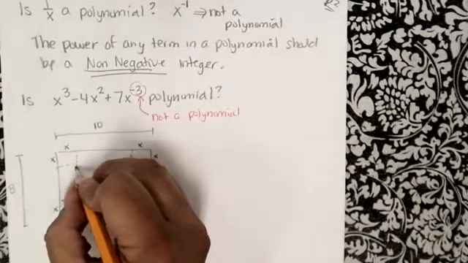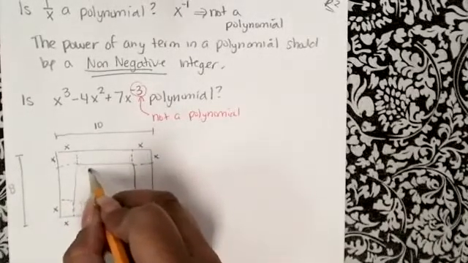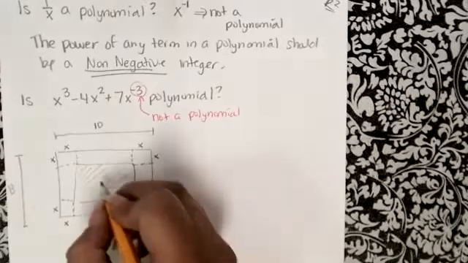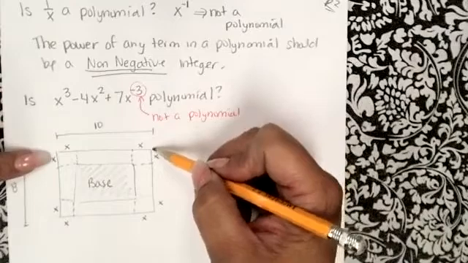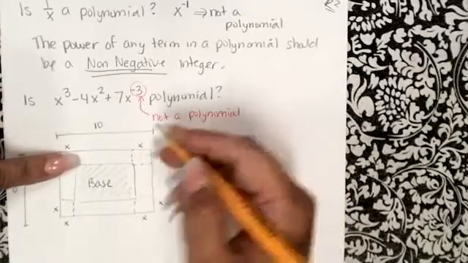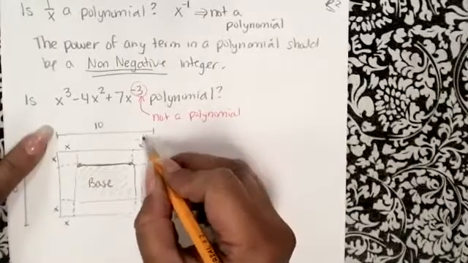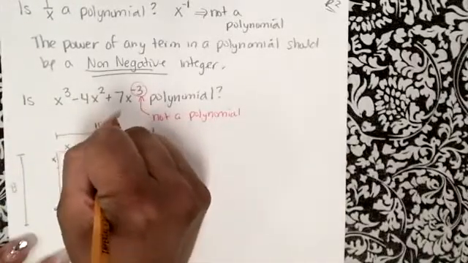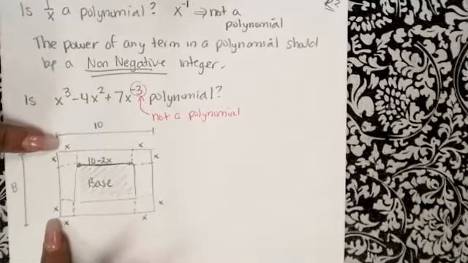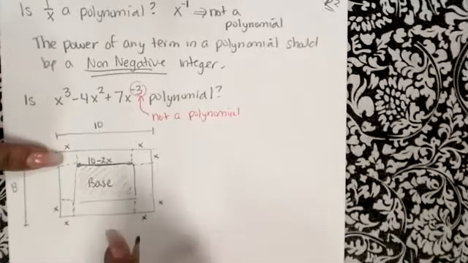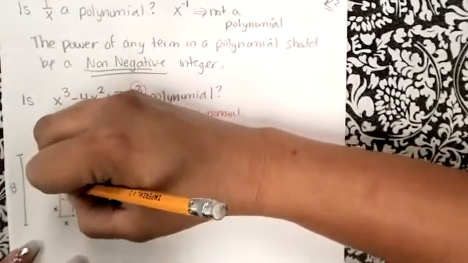So now this is going to be the base of the box, this middle piece. Well, if this is all 10, if I take away x and take away x, the measurement from here to here is going to be 10 minus 2x. Right here, if this is 8, and I take away x and take away x, this is going to be 8 minus 2x.